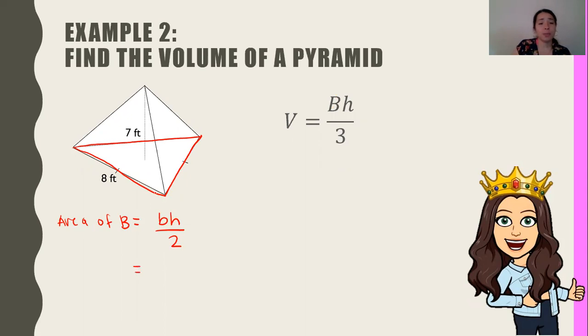So then what's my base? My base is 8 times what's my height. Notice this little line right here. That means they're the same. They're congruent. So if that's 8, this is also 8. And I divide it by 2. 8 times 8 is 64 divided by 2. Do we know what that is? That should be 32. And that's what we get.